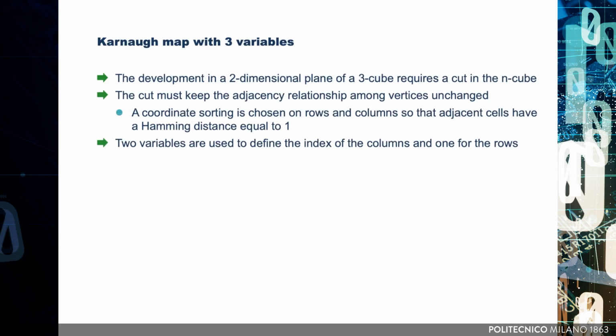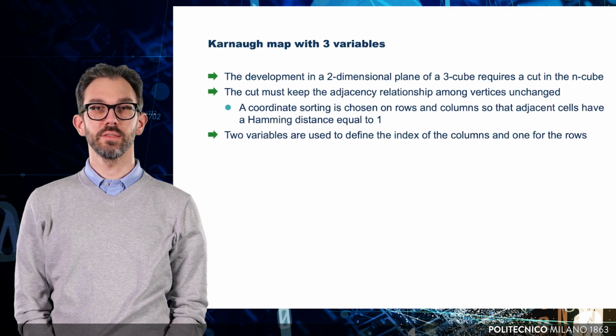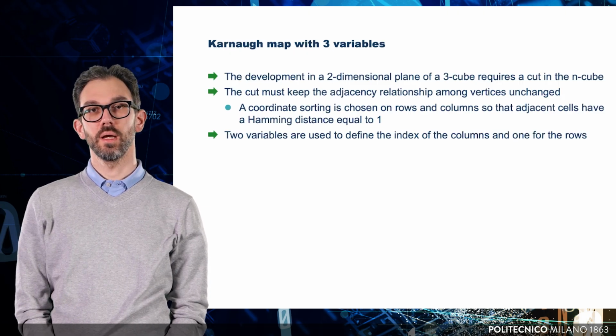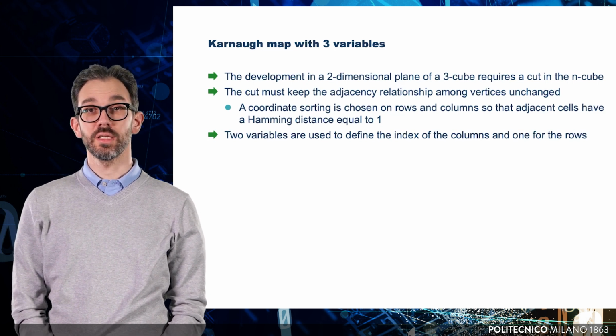The Karnaugh map for a problem with 3 variables requires the development, that is, the unfolding, of the 3-dimensional cube onto a plane, which is a 2-dimensional space. This results in a map with 2 rows and 4 columns, or alternatively, with 4 rows and 2 columns, depending on how the cells are organized. We will consider the first configuration in this presentation.